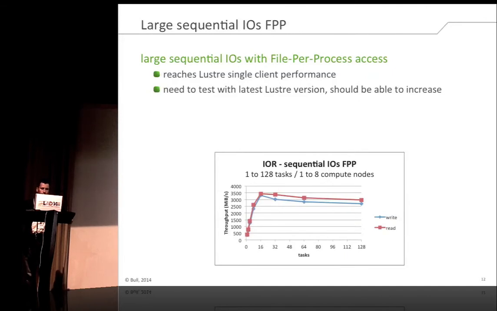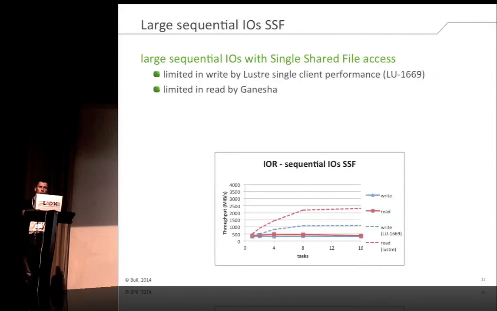So the same test now, but with a single shared file access profile. That means all the tasks of the compute nodes access the same file on the storage, but they write and read on separate regions. So here the performance result is very low. It's only 400 megabytes per second.